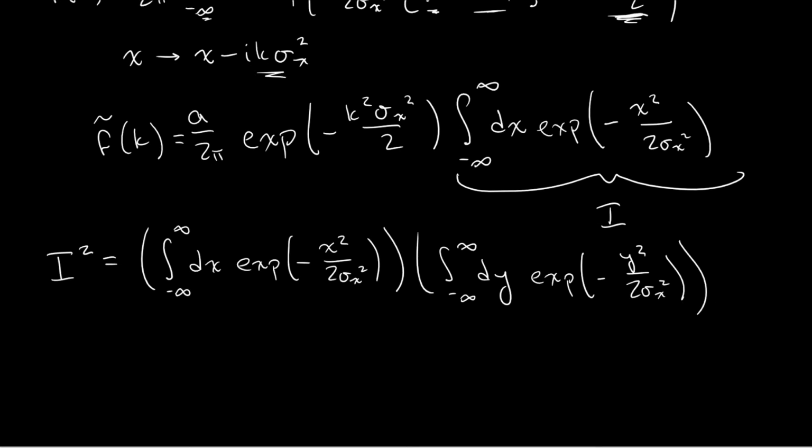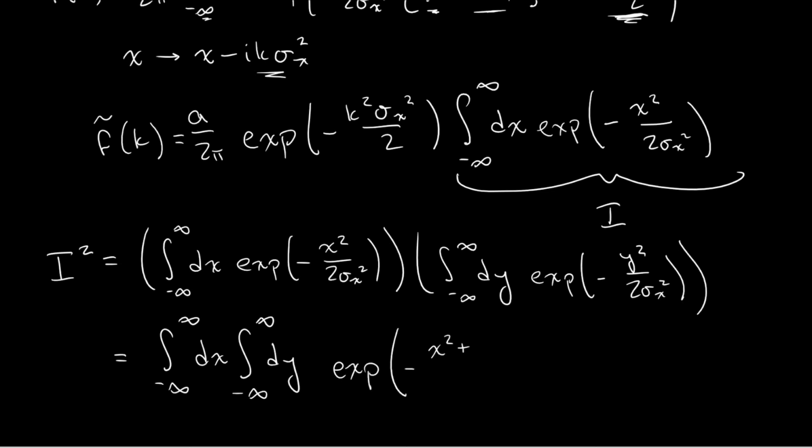But so I can write the square of this integral as dx integral dy, minus x squared plus y squared over 2 sigma x squared, right? Because this integral here isn't going to see anything having to do with x, and this integral here isn't going to see anything having to do with y, so I can just smush the exponentials together.